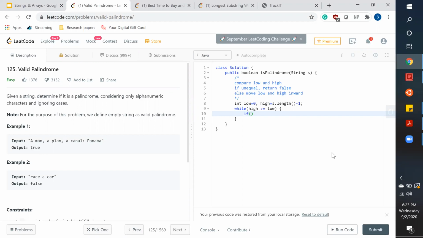Okay, so let's say if the character at low is a white space, and what do you want to do inside of the if statement? Okay, and you want to check both individually. So if s dot charAt high is a white space, and someone else actually said keep moving inward. So okay, low plus plus, high minus minus.